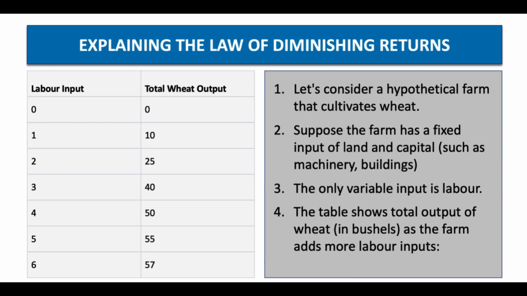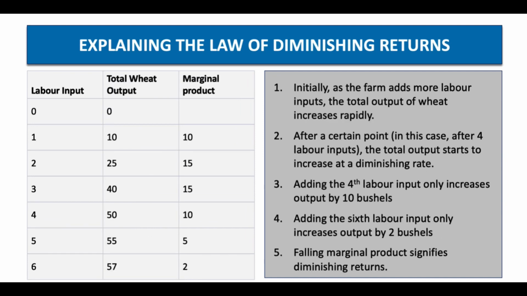And as we add more labour, you can see that the output goes from 0 to 10, 25 and then to 40. In other words, we can work out the marginal product of adding extra labour. The first unit of labour adds 10 units of wheat. The second unit of labour takes our output to 25, so that adds 15. And likewise, the third unit of labour also adds 15 units to production.